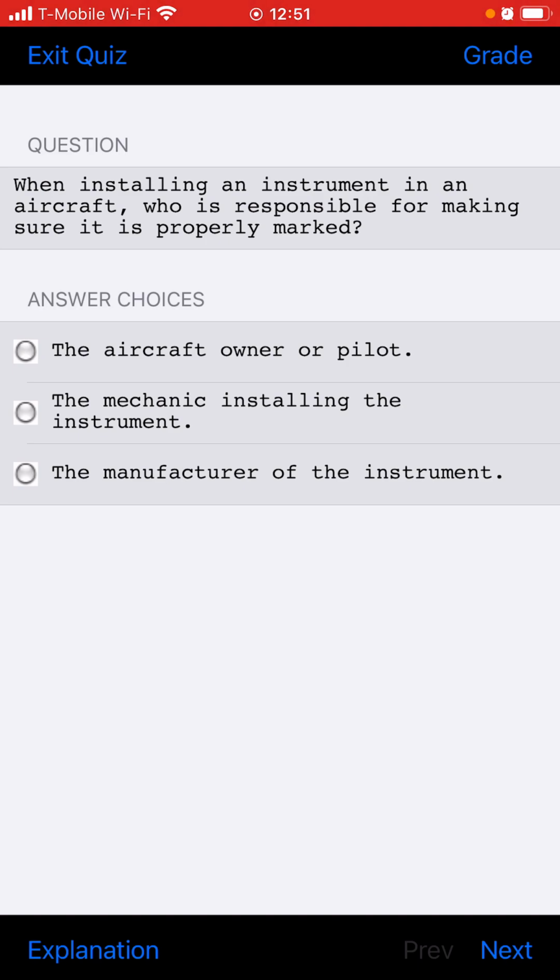What safety precaution must be taken prior to disassembling an accumulator? Release all the air or preload.